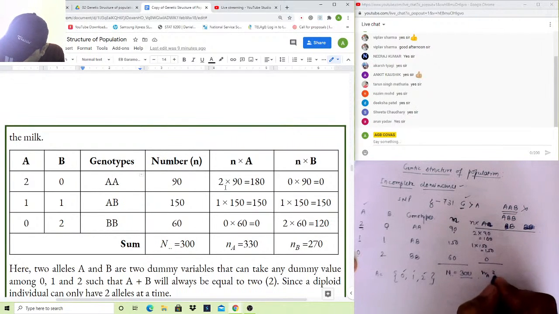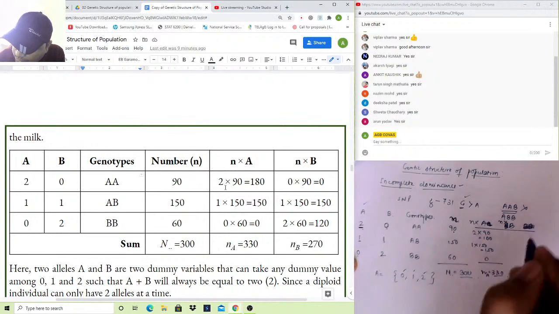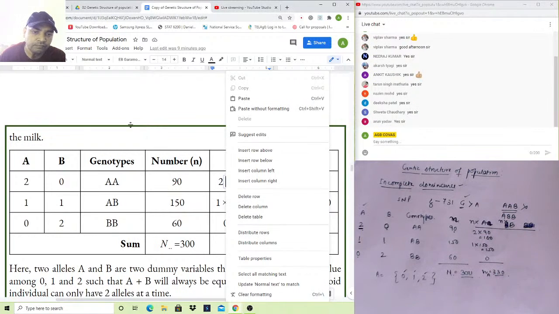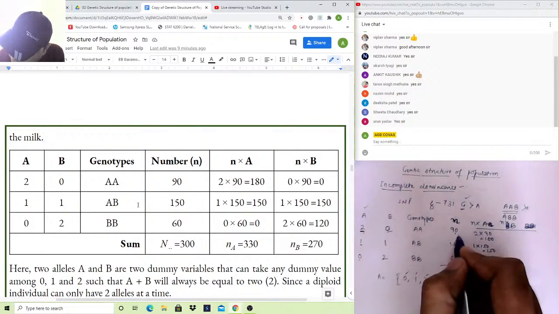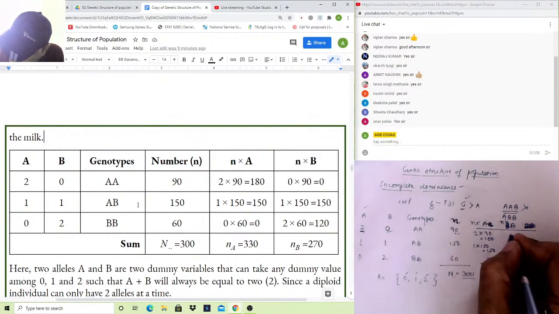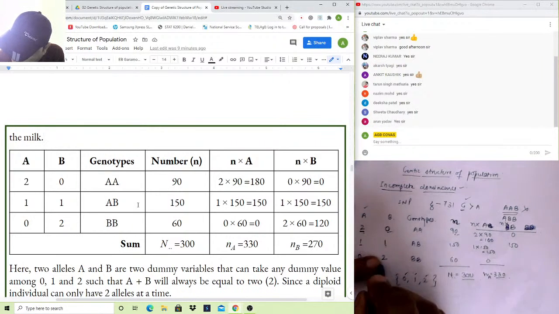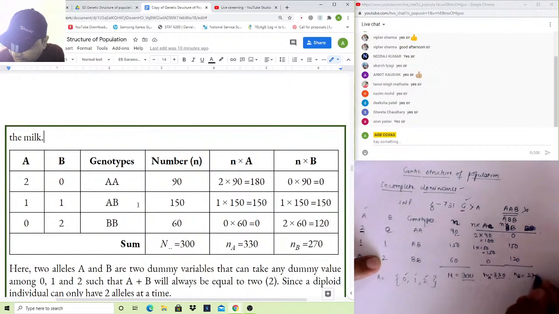Now I am coming to the main thing. This will be 180 plus 150, which is 330. Similarly, you will do for B, n into B. So it will be 0 into 90, which is equal to 0, then 1 into 150, which is 150, and 2 into 60, which is 120. So in total, this nB will be equal to 270.